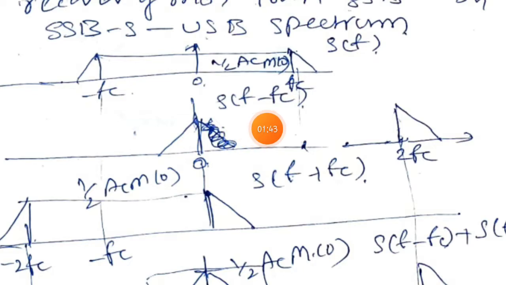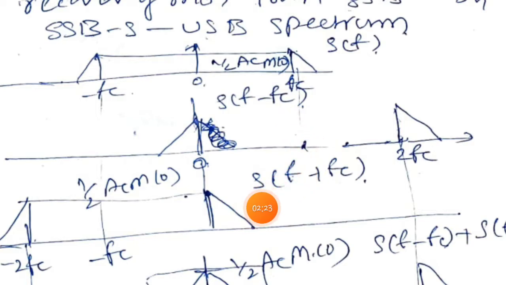Obtain S(f minus fc). That means shift S(f) towards the right by an amount of fc. So this USB is shifted. Initially it is located at fc, but it is now shifted to 0. And what happened to this other one? This one is shifted towards 2fc. So this is S(f minus fc).